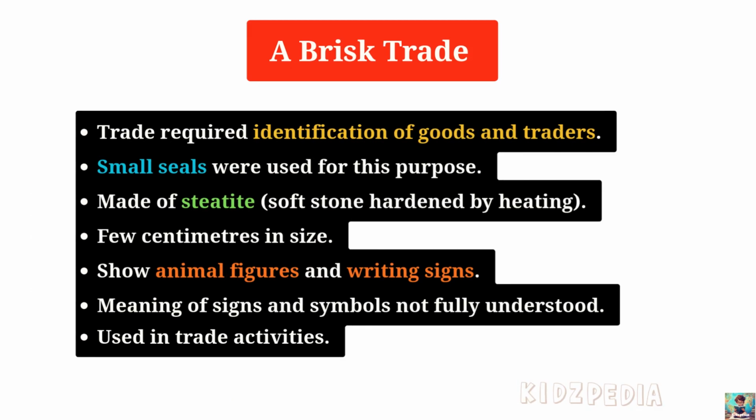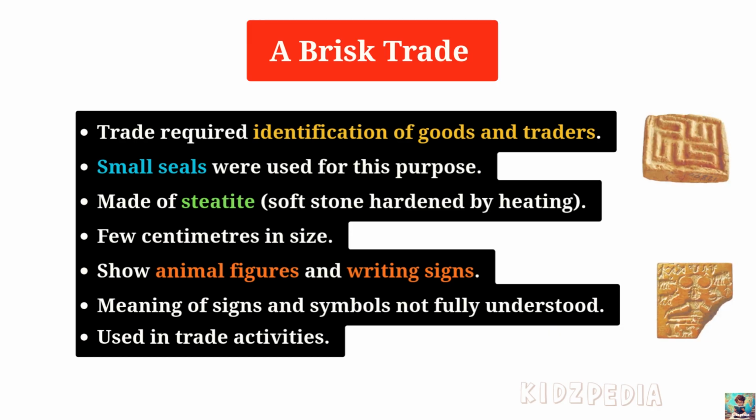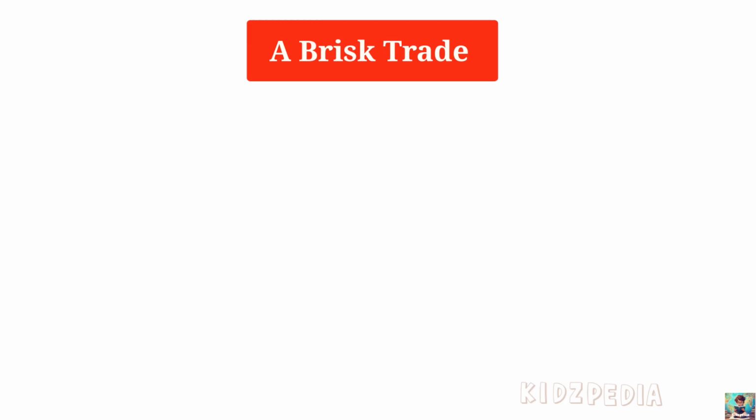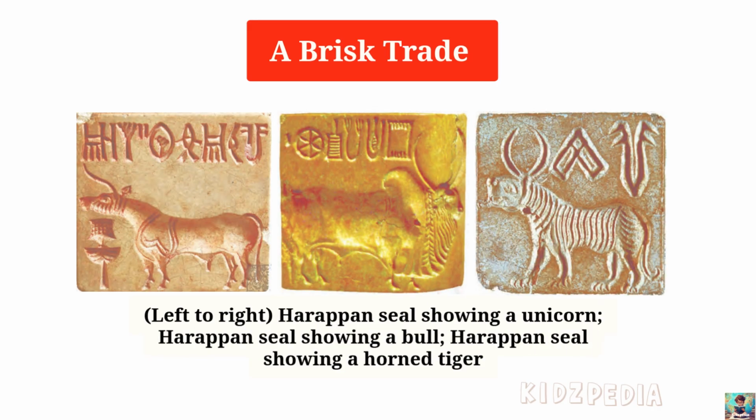Harappan trade was so big and organized that traders needed a way to identify their goods and themselves. They used thousands of small seals for this purpose. Seals were mostly made of steatite, a soft stone that hardens when heated. They were only a few centimeters in size. Most seals show animal figures and a few signs from a writing system. We don't yet understand the full meaning of the signs or the animal symbols, but we know that the seals were connected to trade activities, maybe to mark goods or ownership. And now we have some pictures of Harappan seals. Seal showing a unicorn and a bull and a horned tiger.